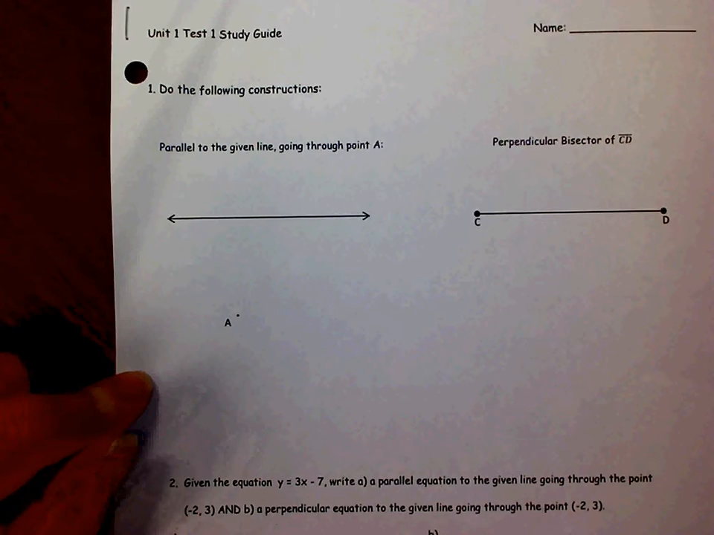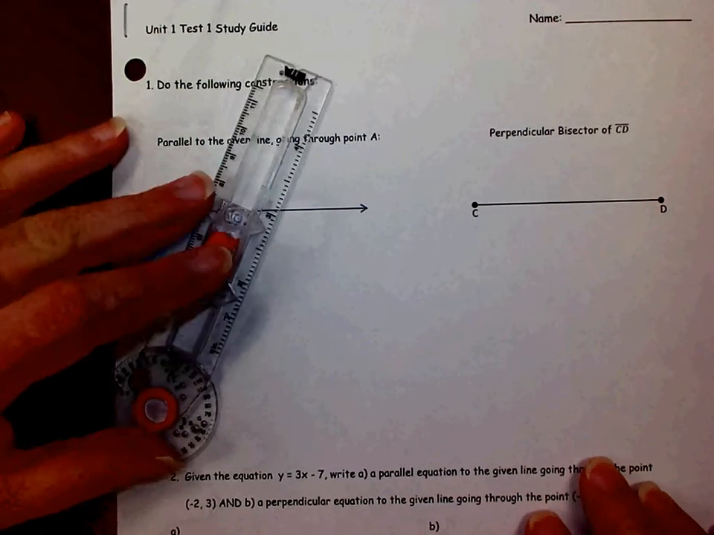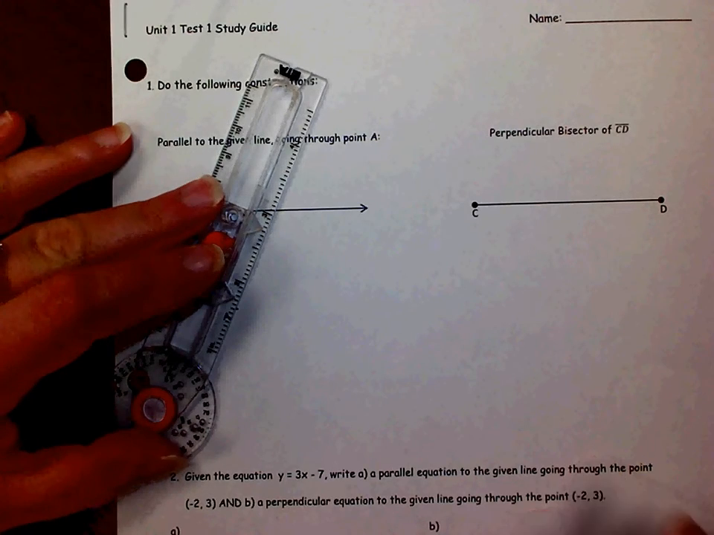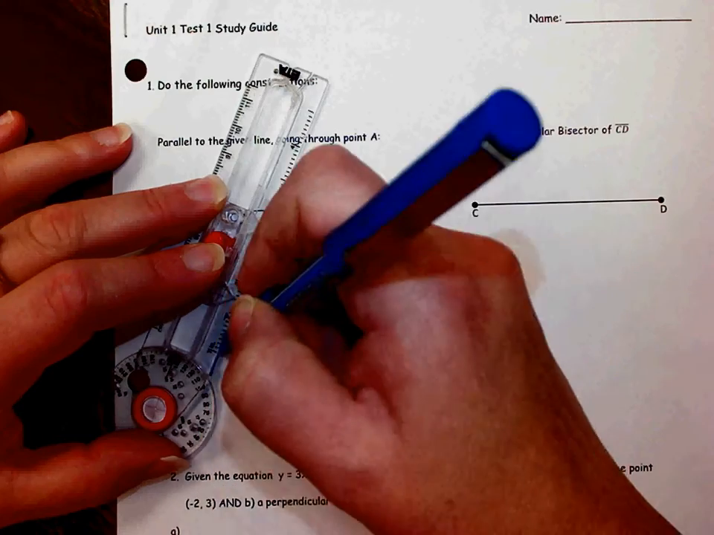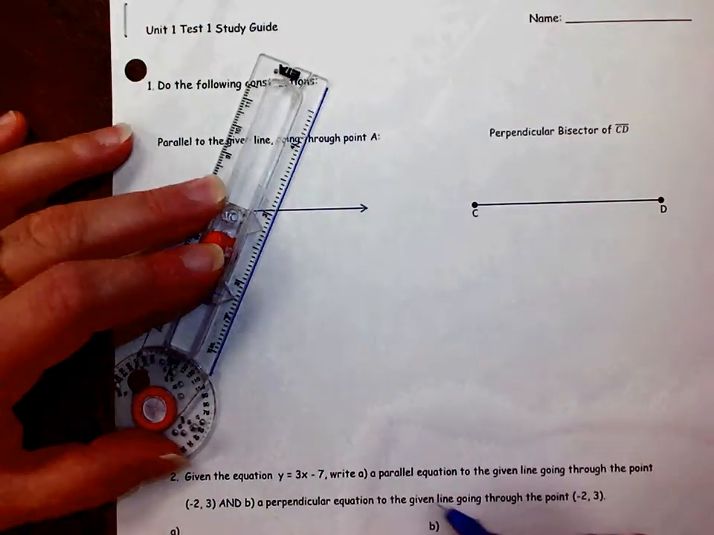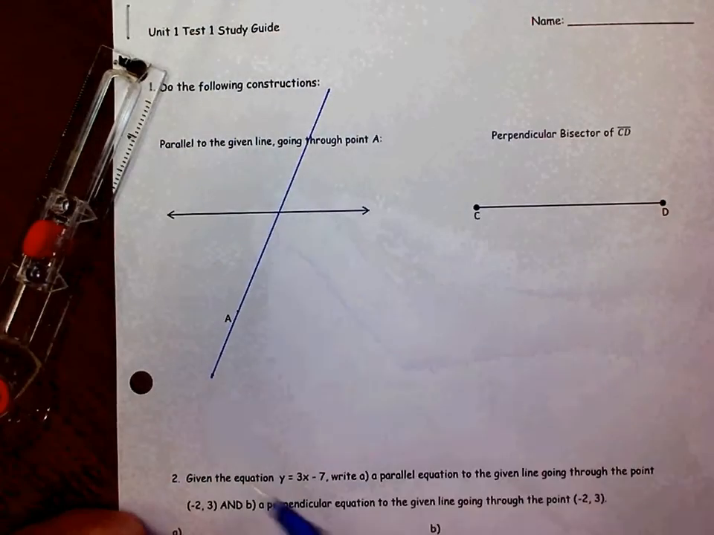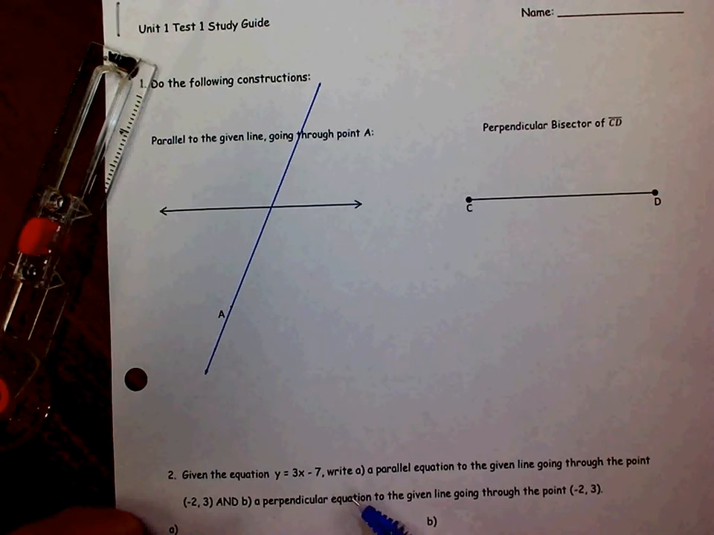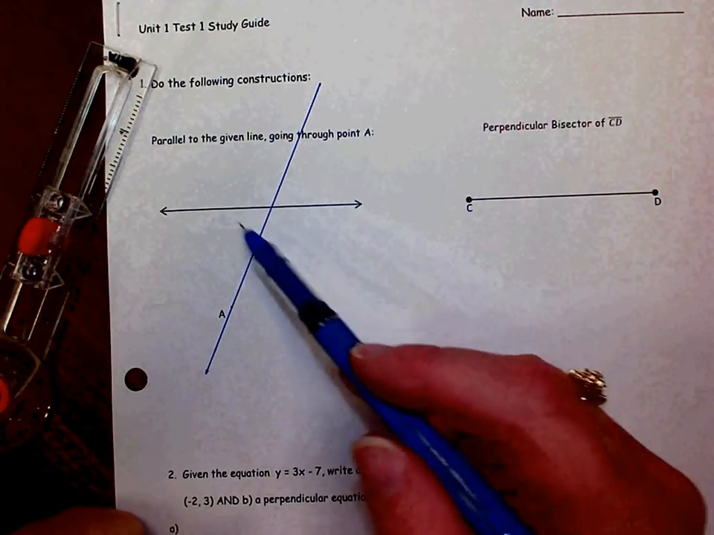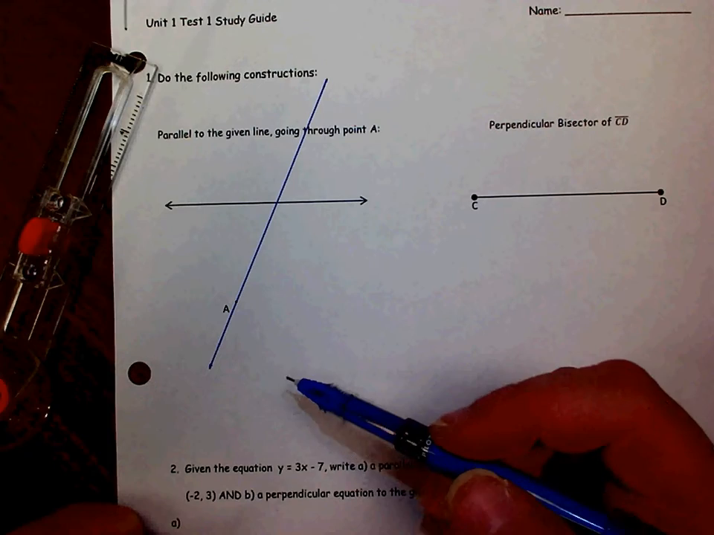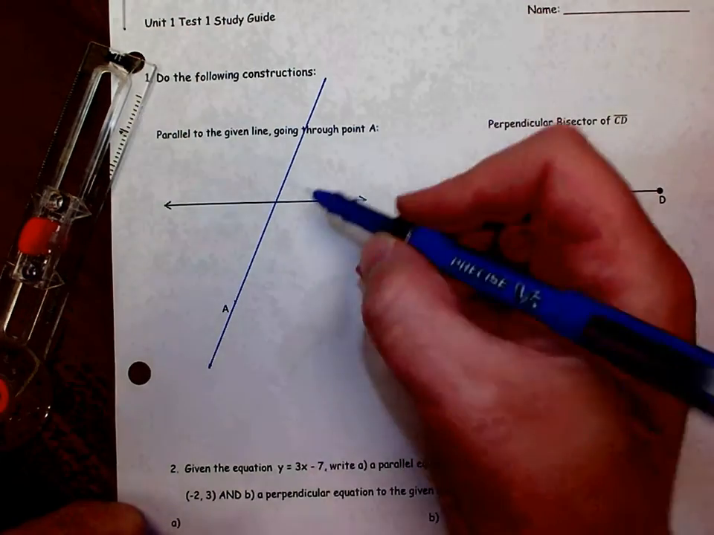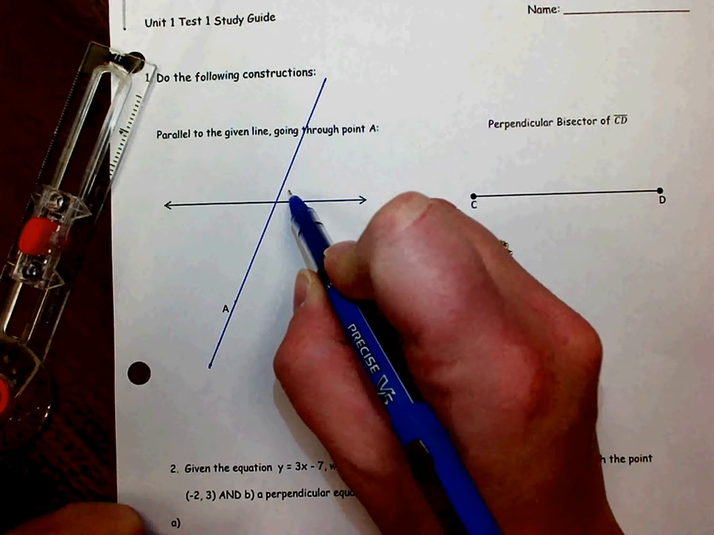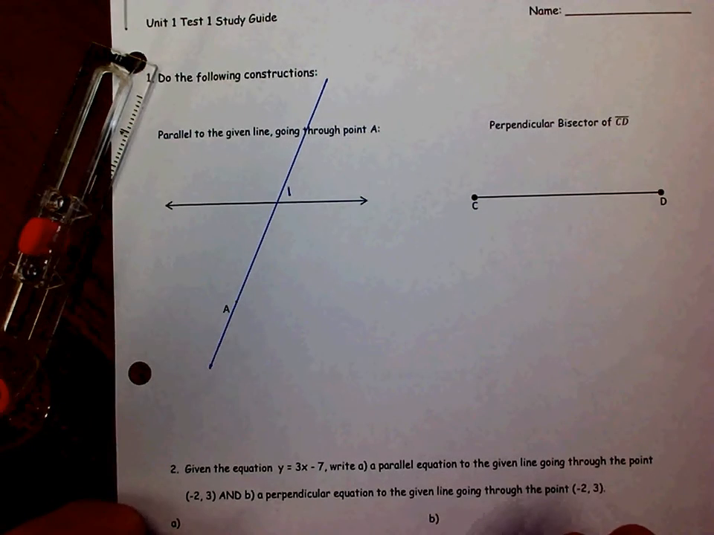So the first thing you're going to do in this construction is you're going to draw a line from point A that goes through your line that's given. You don't have to try to create 90-degree angles. You're just trying to create 4 angles here, and what you're going to do is you're going to copy one of them. I always like to copy an acute angle as opposed to an obtuse one. So this is the angle I'm going to copy.